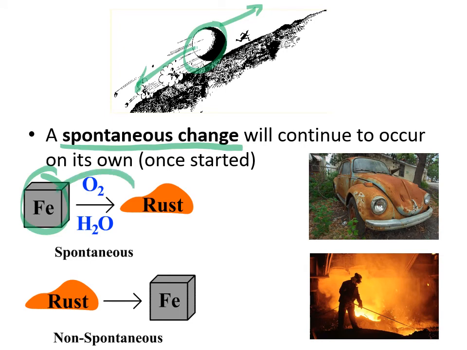Iron will rust on its own. You don't have to do anything. It'll just do it on its own. It is a spontaneous change. If you wanted to do the reverse process, like smelt iron from iron ore, you can take rust and turn it back to iron, but it is not spontaneous. You have to put in a bunch of work to get it to happen. And the same thing is going to be happening with all of our biological reactions.